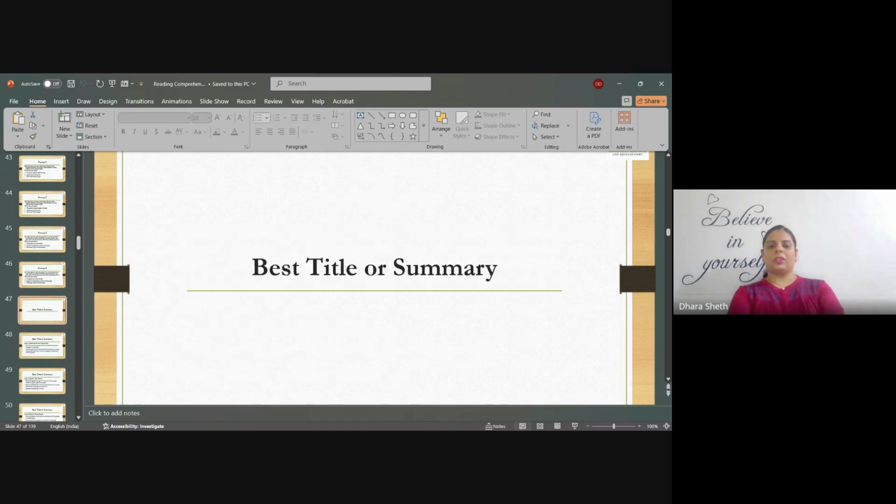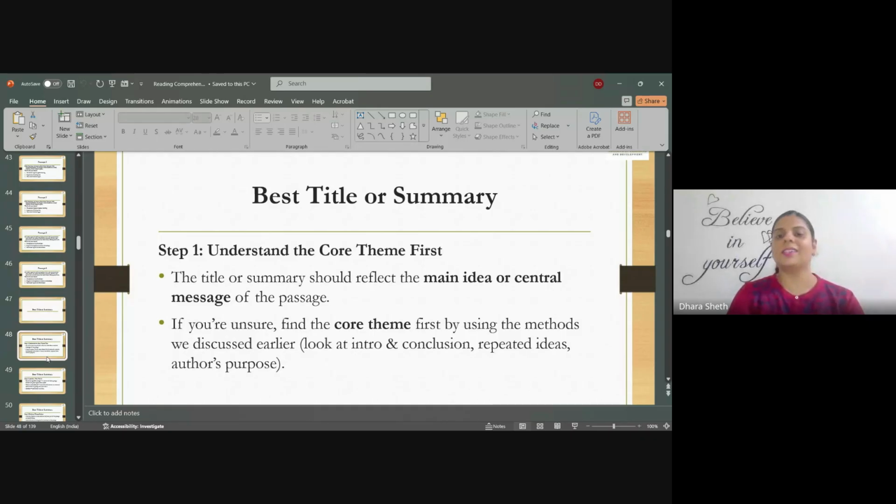Okay. So one more kind of question which is commonly asked is either what would be the best title from the given options, or what is the summary of the passage from the given options. How do you solve that kind of question? First, understand the core theme. The title or summary should reflect the main idea or the central message. So first, find the core theme using the methods we discussed earlier, like first 4 lines, last 4 lines, repeated ideas, and what is the purpose of the author.